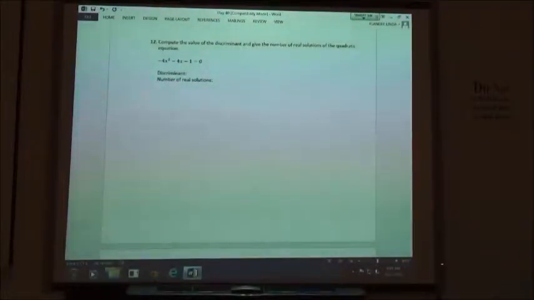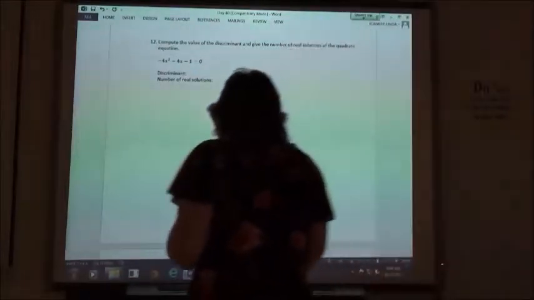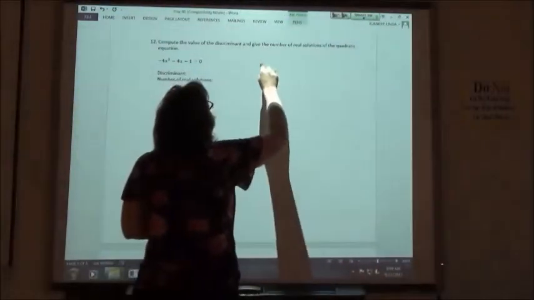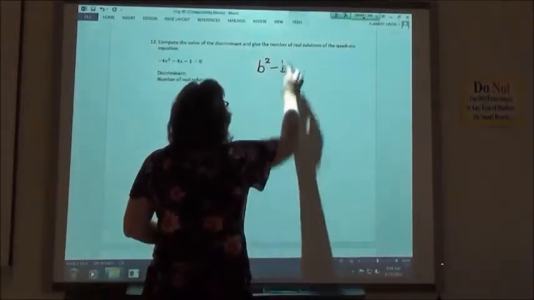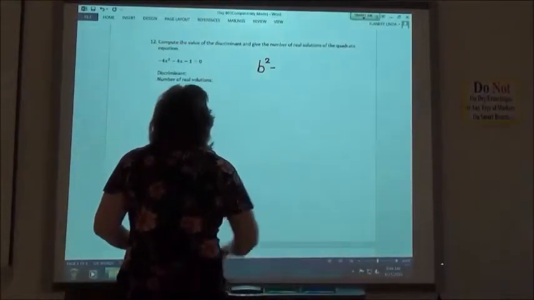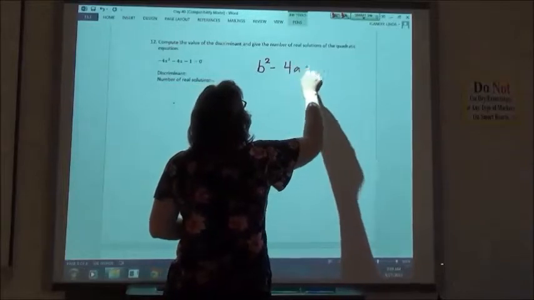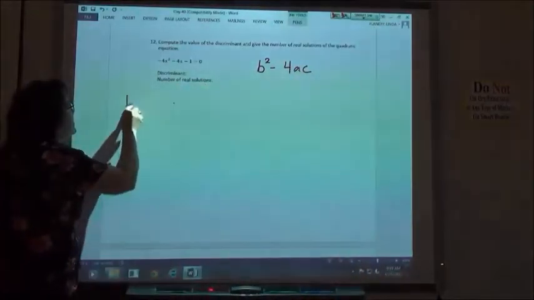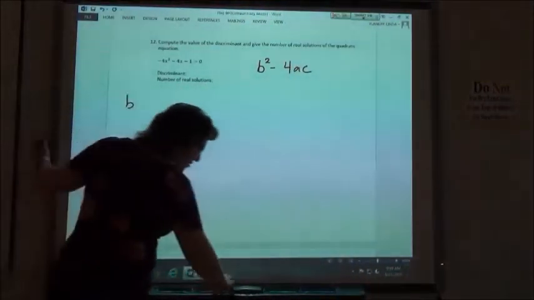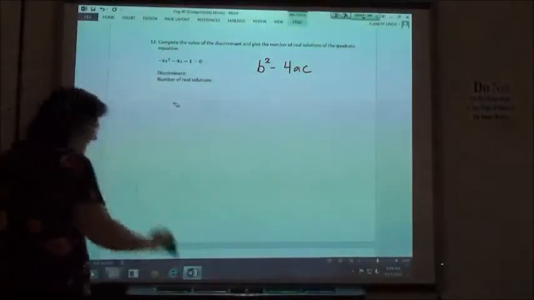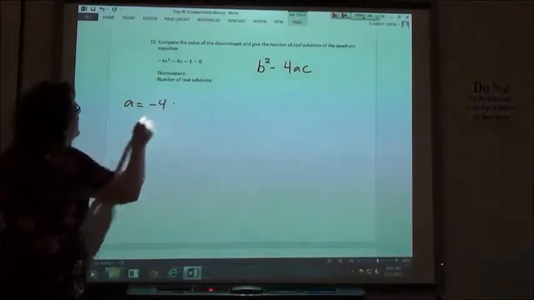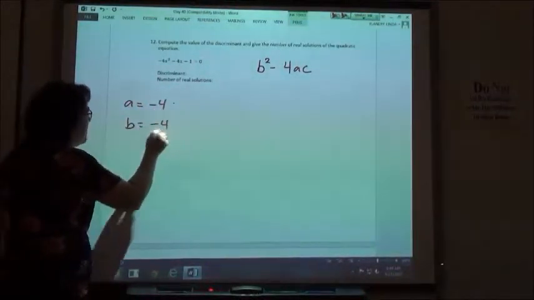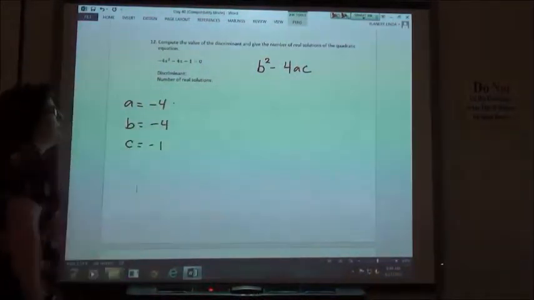So number 12, again, we're computing the value of the discriminant, giving the number of real solutions. So the discriminant, b squared minus 4ac. A in this, gosh darn, where am I going today? It's Monday. A is going to be negative 4, B is also negative 4, C is negative 1.